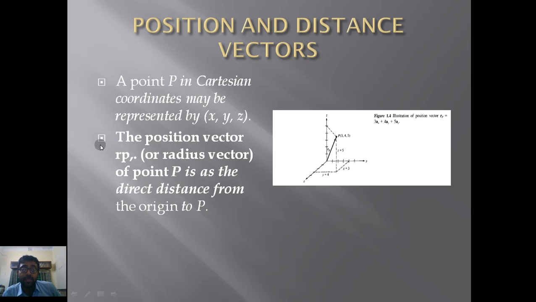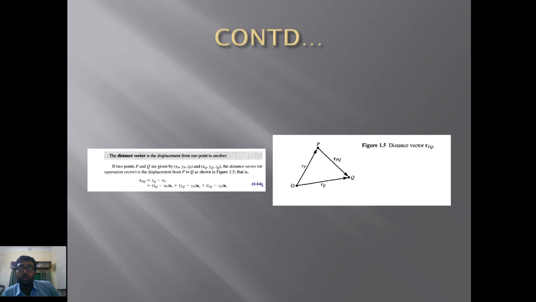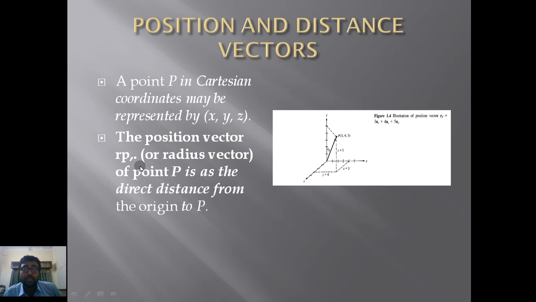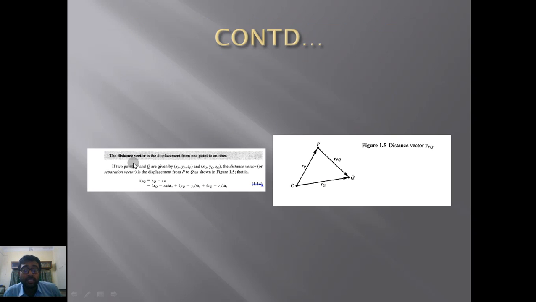It means basically rp is the distance of the point P from the origin. Now if we have to calculate the distance of that point P from the origin, what will we do? We will get this. So this is the position of a point, and the position vector is rp of the point. This is the direct distance from the origin to P. This is the position vector. Now if you are talking about the distance vector, the distance vector is a displacement from one point to another.